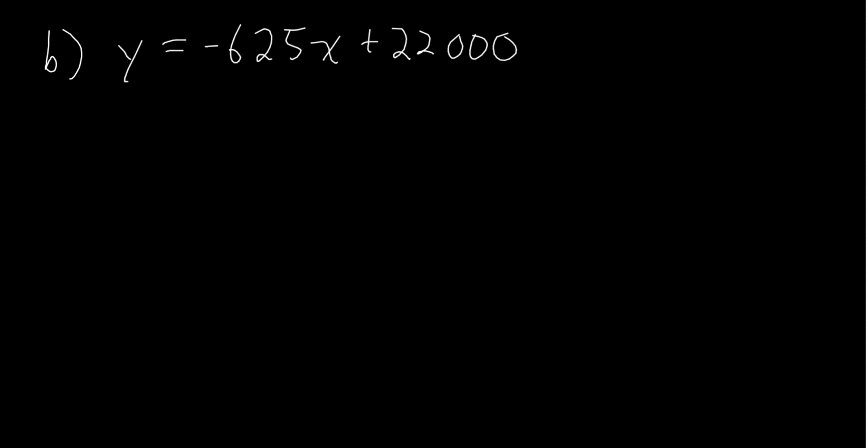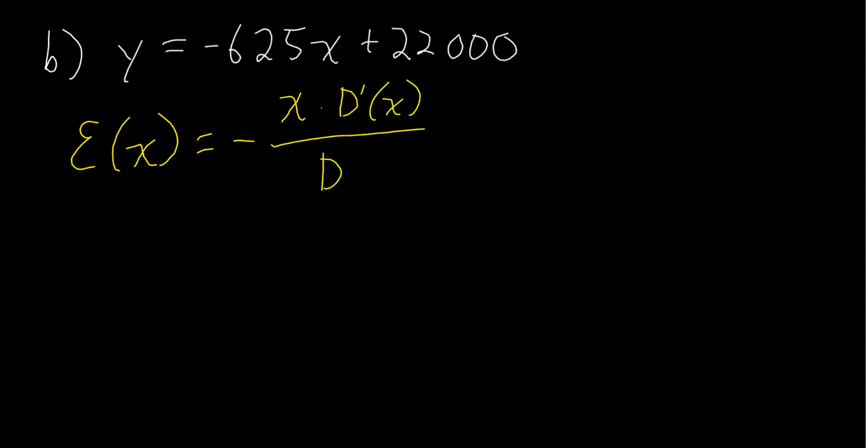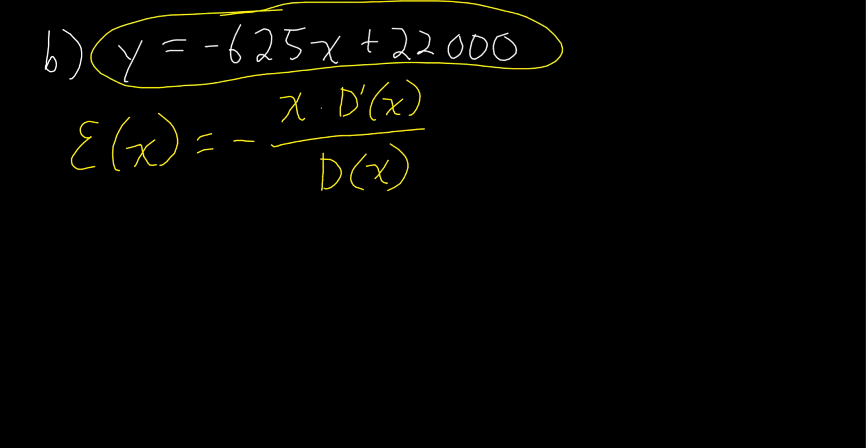Okay. Well, if you recall, the elasticity of demand function was simply E of x is equal to, and again, I make this mistake all the time, and I'm assuming many of you might as well. Always make sure you put your negative sign there. So it's negative x times, in this case, d prime of x all over d of x. Well, d of x is going to be this function here. Of course, we called it y, but that's going to be d of x. That's my function.